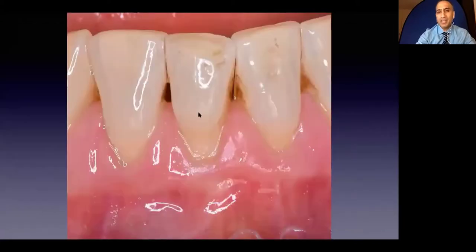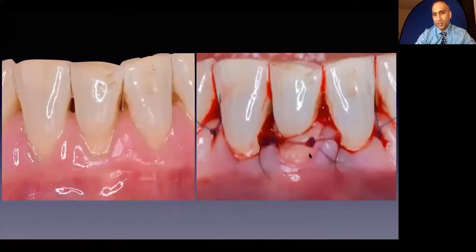Now, here's a case that I want to show you where it's a Miller class 3 or an RT2 recession where I'm not expecting complete root coverage. But nonetheless, I want to increase the zone of keratinized tissue. There is recession on the adjacent teeth, but the patient was only really concerned about this tooth, tooth number 31. And here it is, the CEJ.